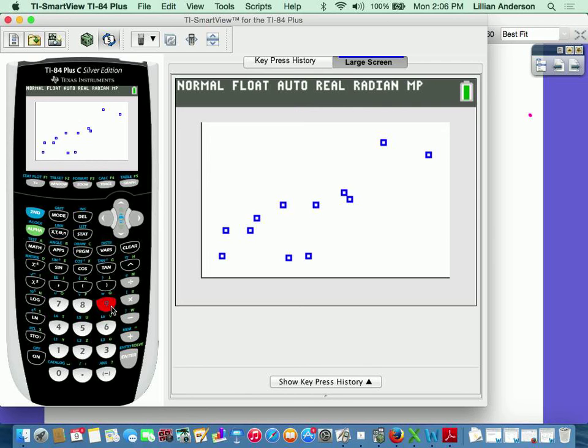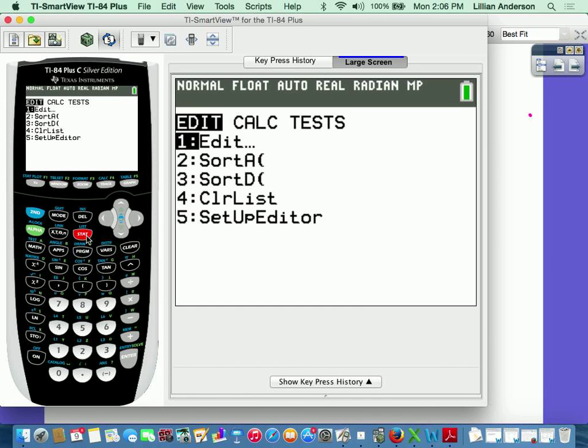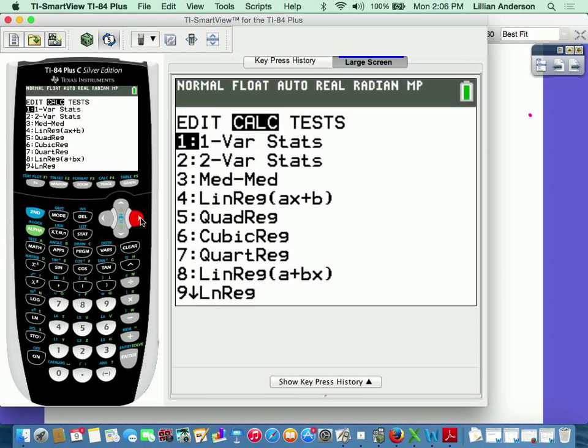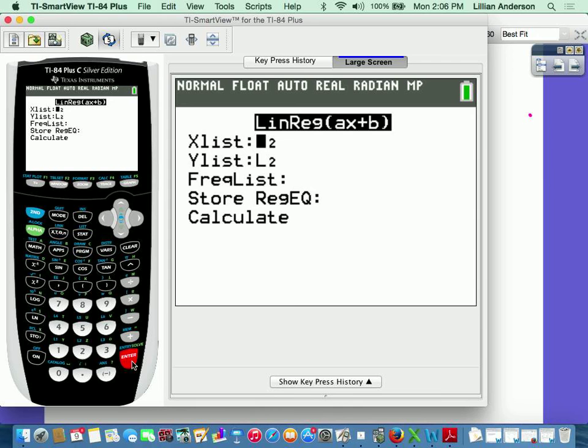All you do is go to stat to find the regression line. You go to stat, go over to calc, go down to LinReg, that means linear regression, ax plus b. Sounds like mx plus b, right? You click enter. Now if yours pops up like mine, you want to make sure that it says L1 in the X list and L2 in the Y list.